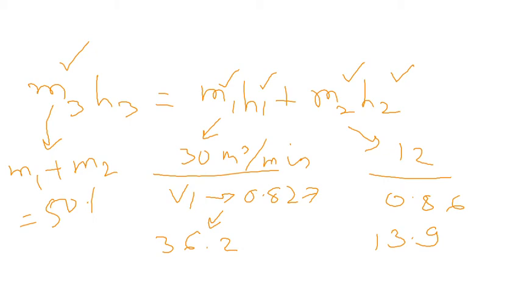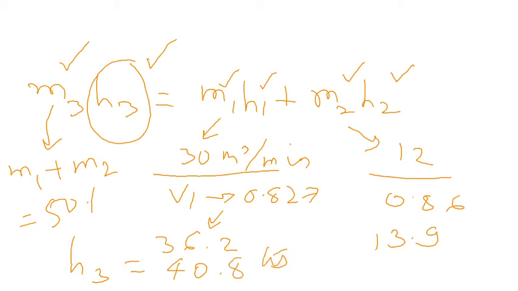M3 is known, M1 is known, H1 is known, M2 is known, H2 is known. So the unknown is H3. We get the value of H3. So check what value you will get. Pause the video, do the calculations and confirm what is the value of H3. The value of H3 you must get should be around 40.8. And what is the unit? 40.8 kilojoules per kg of dry air. So this is the first part of the answer.